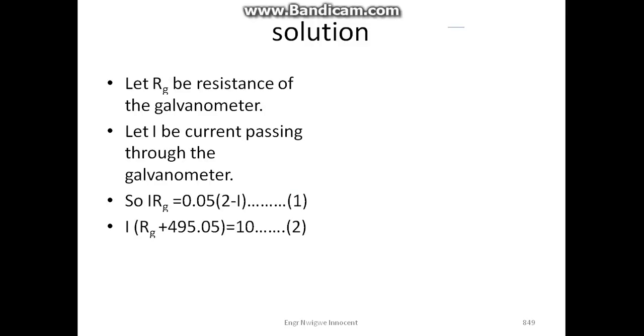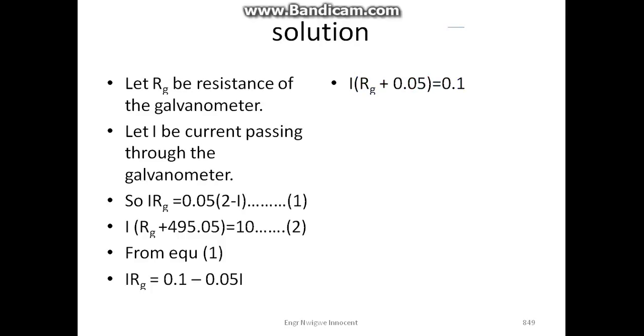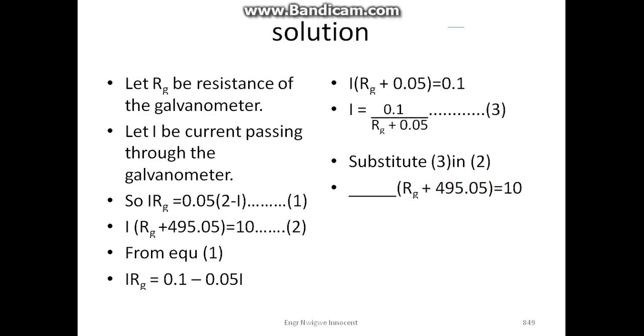This is our equation 2. From equation 1, I RG is equal to 0.1 minus 0.05 I. I (RG plus 0.05) is equal to 0.1. I is equal to 0.1 all over RG plus 0.05. This is our equation 3. Substituting 3 into 2, 0.1 over (RG plus 0.05) times (RG plus 495.05) is equal to 10.